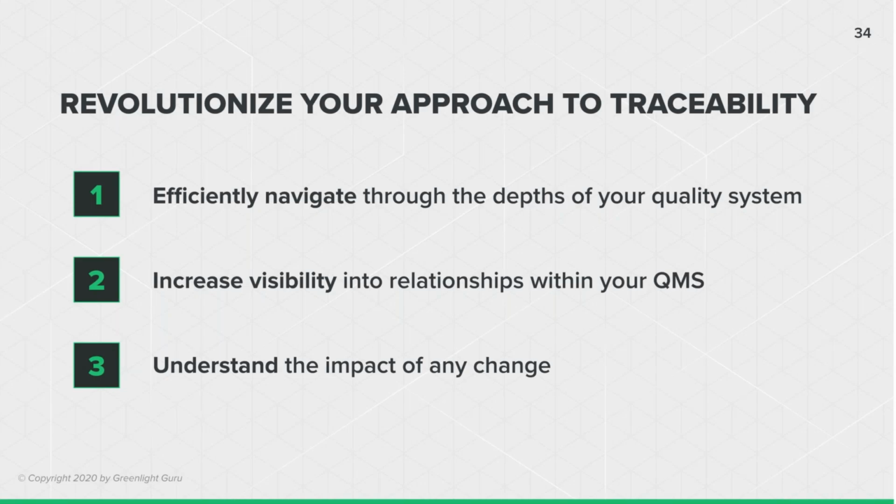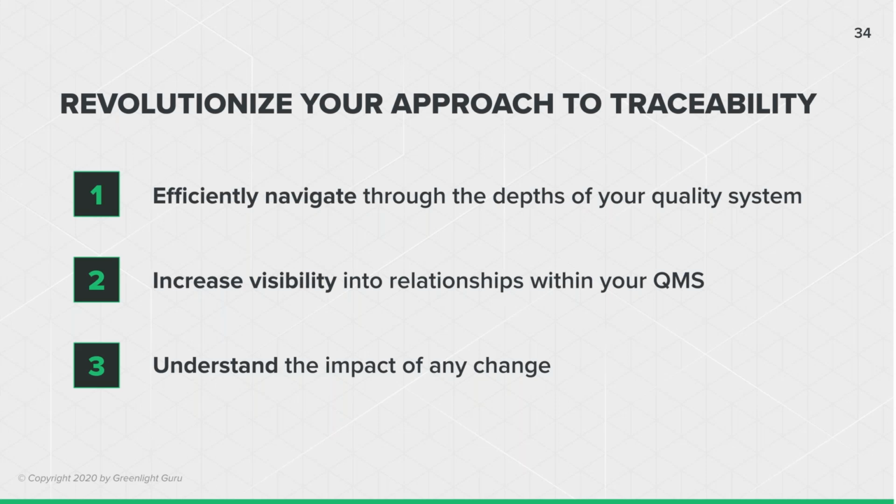So to summarize here, we talked about 3 specific ways to help with closed loop traceability using Visualize. The first one is really just about setting the stage. We want to make sure that you can efficiently navigate through the depths of your quality system. You're not relying on filing cabinets or offsite storage or shared drives or people's hard drive even.